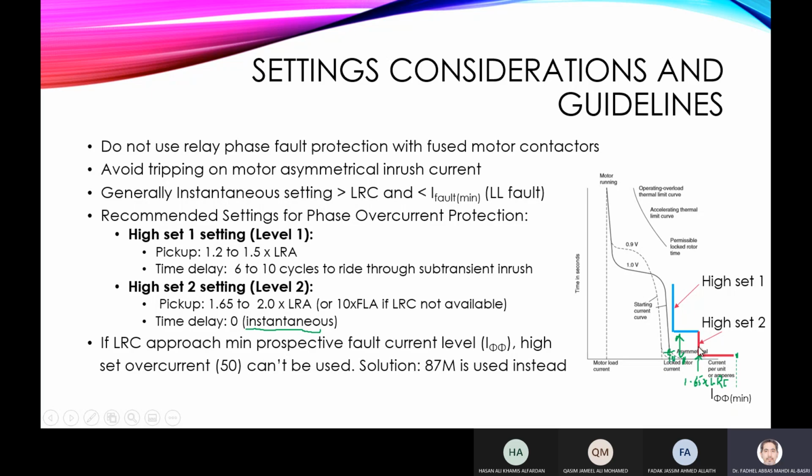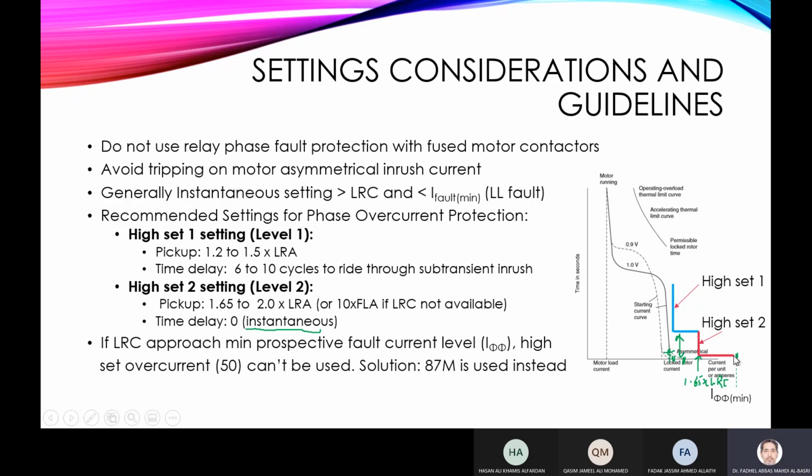And we can use one stage or 2 stages. Stage 1 should normally be time delayed because it's very close, higher than the locked rotor current by 20%. The asymmetrical or DC decaying content in the starting current can make this element pick up if it is set close to the locked rotor current. That's why we should delay it by roughly 10 cycles.